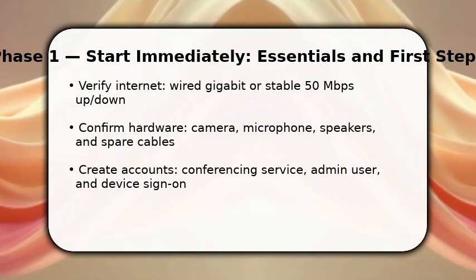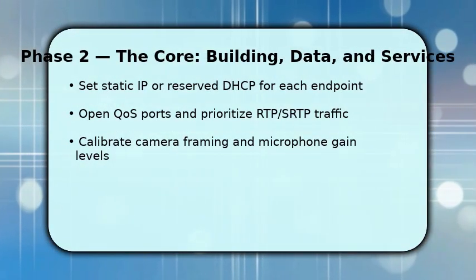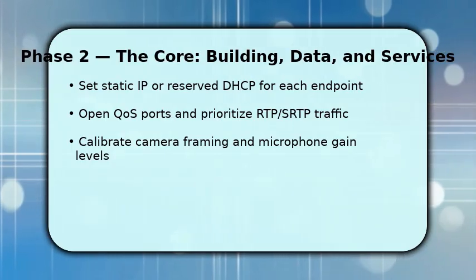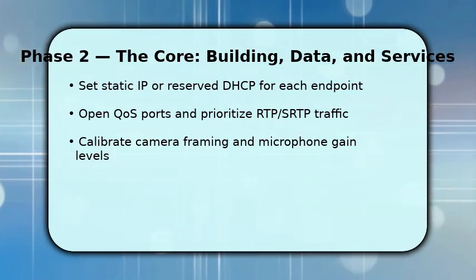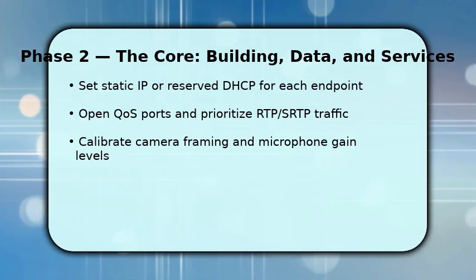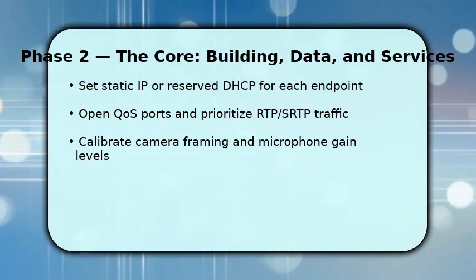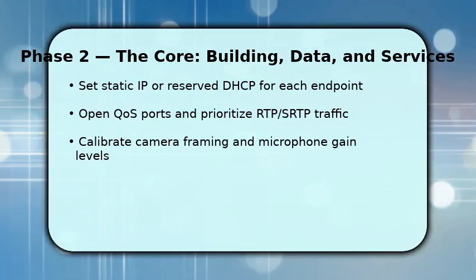Now you configure network and device settings for consistent performance. Assign static IPs or DHCP reservations so endpoints stay reachable. This simplifies firewall rules and device management. Then implement quality of service rules, prioritizing RTP or SRTP so audio and video remain smooth under load.